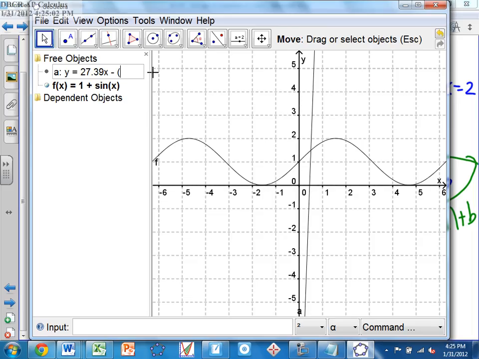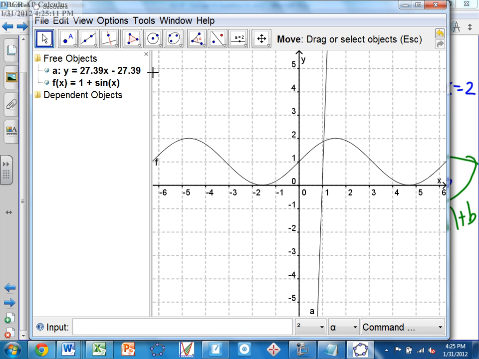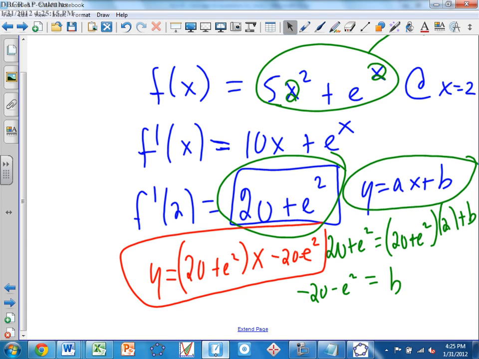Thank you, Karen, you're right. 20 plus exp 2. There it is. I put minus minus on the board, right? Take a look. Minus minus is the same thing as having a plus with parentheses around it. That's all I did. I just distributed the negative. If you had negative 20 and negative e squared, it's negative 27.